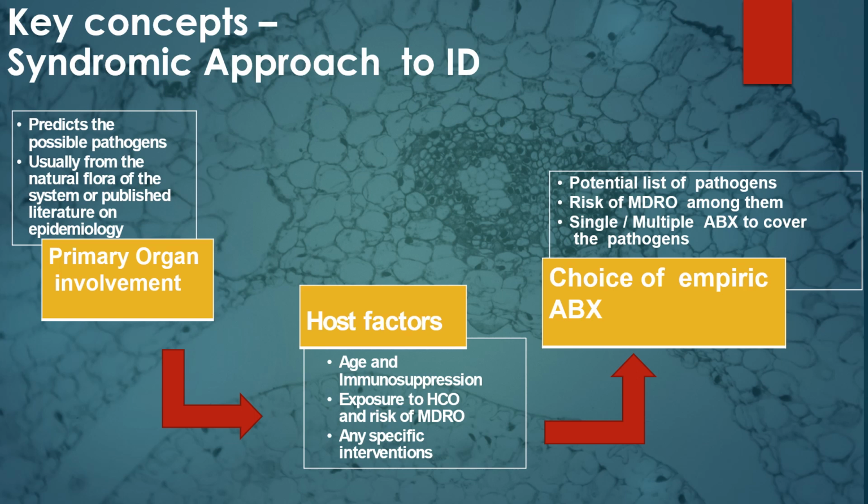Understand the choice of the empirical therapy. What is the potential list of pathogens? What is the risk of multi-resistant organisms among them? What are the single and multiple antibiotics to cover the pathogens? Understanding all these factors will help us to have an easy syndromic approach to infectious disease.